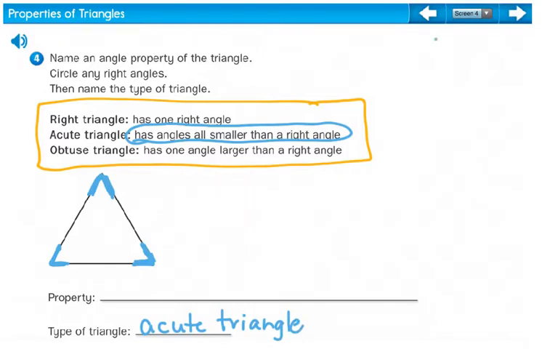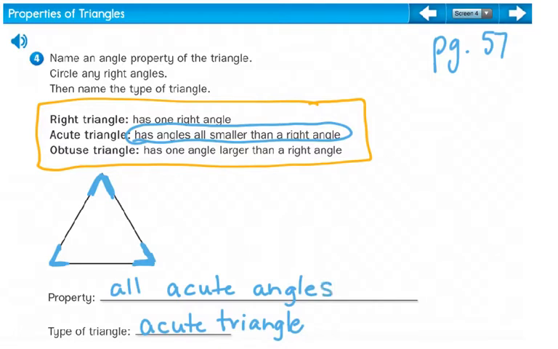Again, remember, it is your responsibility to be filling this out as you're watching the video. And the property is there are all acute angles. Therefore, it is an acute triangle. Remember, if I'm writing too quickly and you need to pause it, go ahead and do so. You have at least 30 to 45 minutes to complete this before our math group begins.